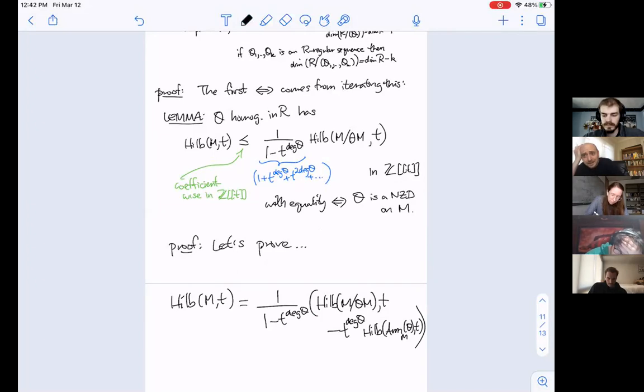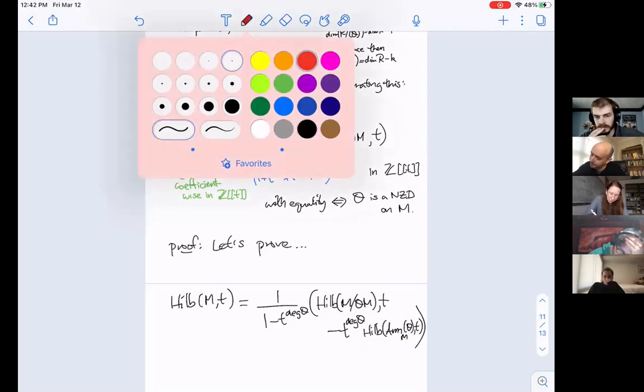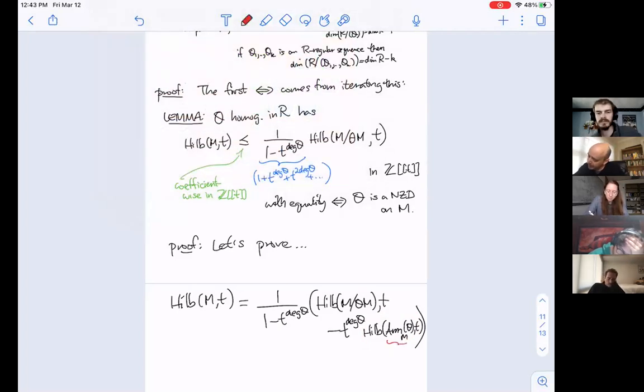Remember the annihilator? That's the thing that checks whether theta is a non-zero divisor. Theta is a non-zero divisor if and only if the stuff in M which is annihilated by theta is just zero. Let me remind you, that thing is zero if and only if theta is a non-zero divisor.